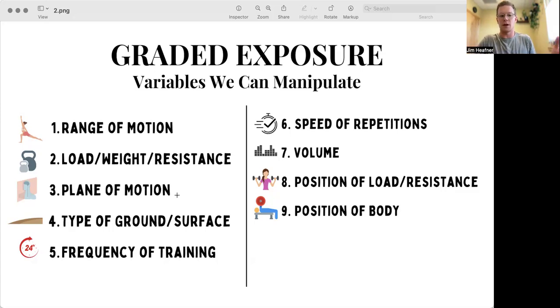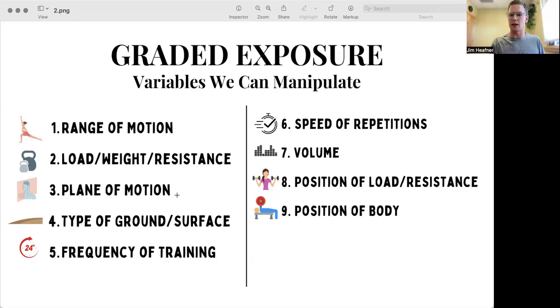Type of surface or type of ground, that would be implementing different surfaces. If you're training someone who's a trail runner, you could have them running on even ground, but likely they're going to be going on uneven surfaces, having to dodge rocks and do things. So altering the type of ground surface is a great way to help with the exercise progression and make things more specific. Frequency of training, this is a great way to promote adaptation, is simply to increase the volume per week, or the number of repetitions, or however you want to think about it.